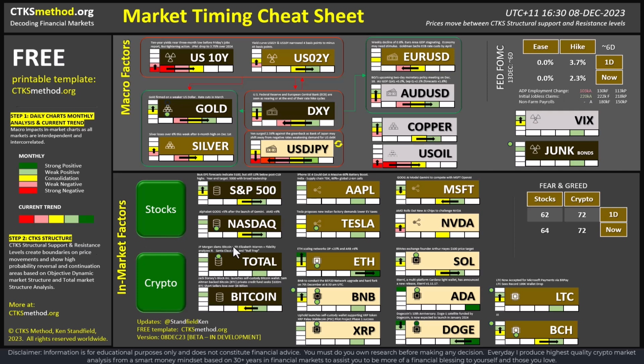You should always be aware that there's a thing called CTKS structure that underpins every single chart. If a chart is at really high structural support, it can withstand downtrends. If it's at really high structural resistance, uptrends don't matter too much because it can't get through. There's just too many sellers there. That's why understanding CTKS structure is vital.